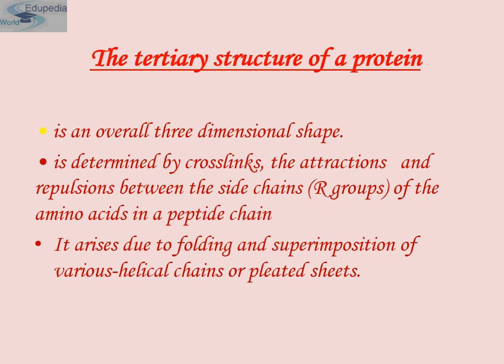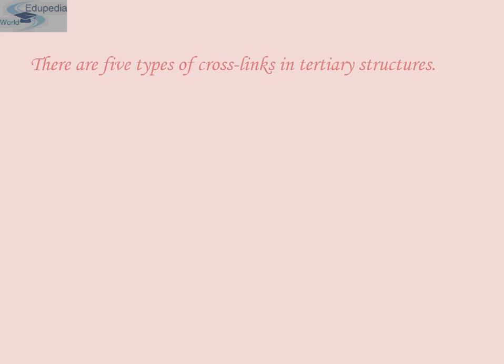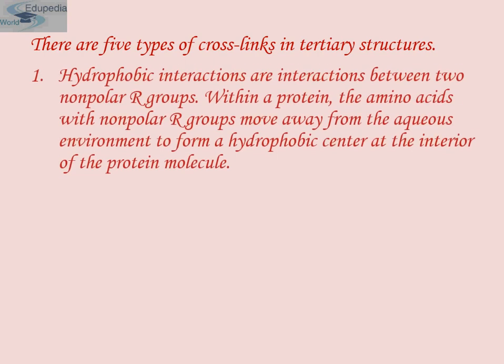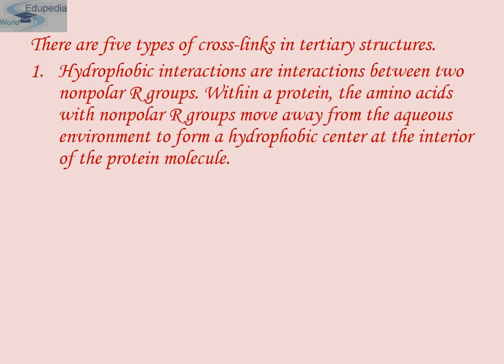Additionally, hydrogen bonds may form between different side chain groups. As with disulfide bridges, these hydrogen bonds can bring together two parts of the chain that are some distance away in terms of sequence. Apart from disulfide bridges, salt bridges, which are ionic interactions between positively and negatively charged sites on the amino acid side chains, also help to stabilize the tertiary structure of a protein. Now, we will discuss five types of crosslinks in tertiary structure. As I have told you, we will discuss it in detail.